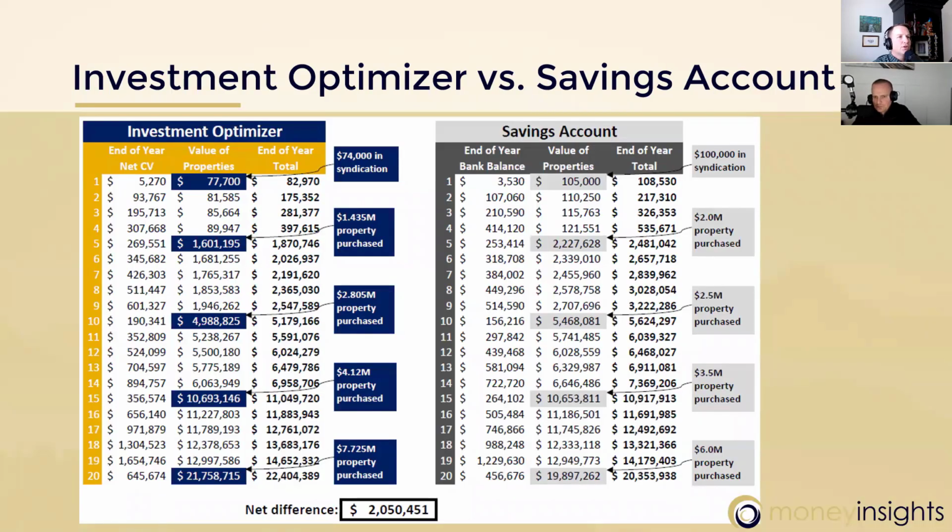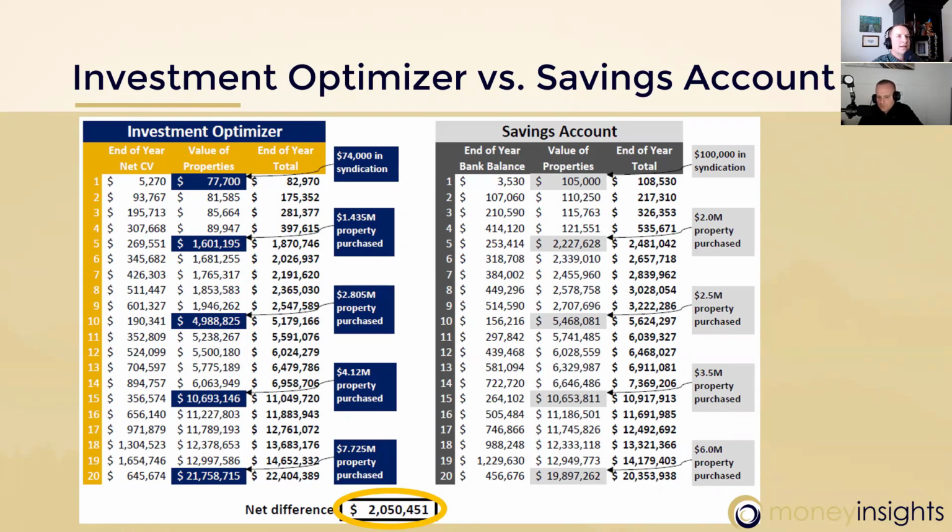All right, a lot of things to look at here. The thing I want to point out first is the difference. So when we look at a 20-year time frame of this initial $500,000 going in and the flow of investing like we talked about, we end up with a little over a $2 million difference by using the investment optimizer as compared to using a traditional savings account.